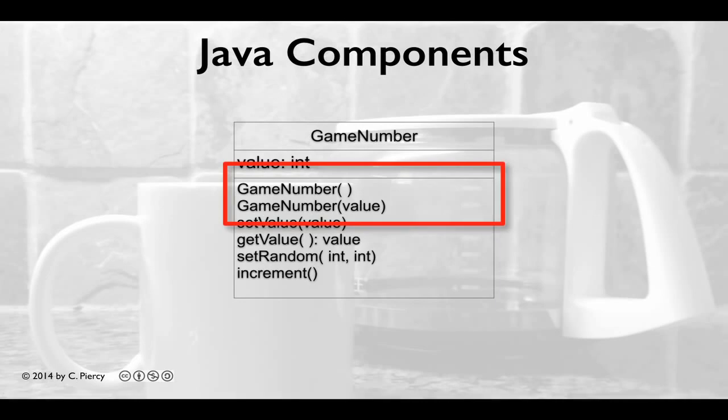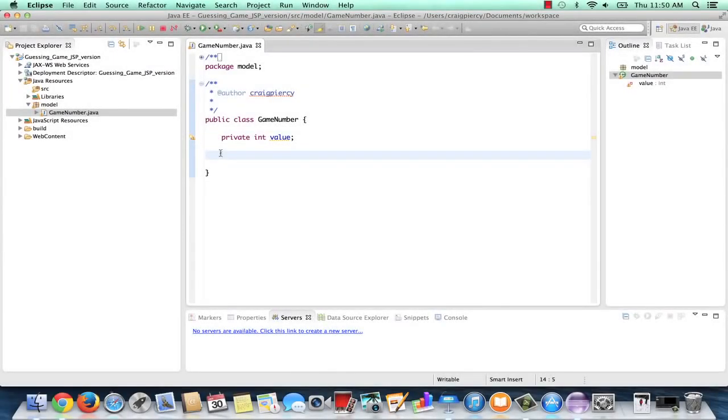We have two: GameNumber, which will be a default constructor, and then GameNumber with the parameter value, which will be read in as an int. So we are overloading the GameNumber constructor. These constructors would not be too hard to just type in our Eclipse editor, but Eclipse does provide some nice features that let us do this a little bit quicker.